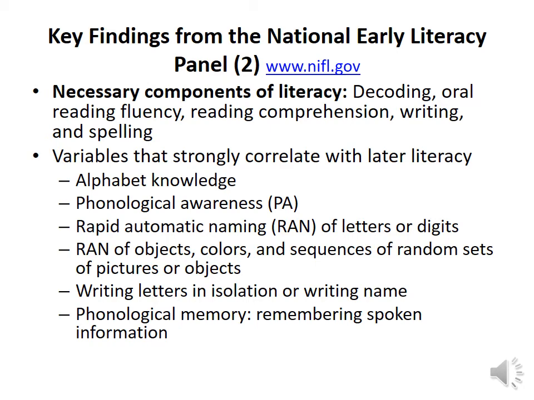Variables that strongly correlate with later literacy are alphabetic knowledge, phonological awareness, rapid automatic naming of letters or digits, digits meaning numerals, and they refer to this in the literature as RAN. Rapid automatic naming of objects, colors, and sequences of random sets of pictures or objects. Writing letters in isolation or writing one's name. Phonological memory, remembering spoken information. Again, I urge you to look at this list, make sure you understand each of these variables and can think of examples for it before moving on to the next slide.